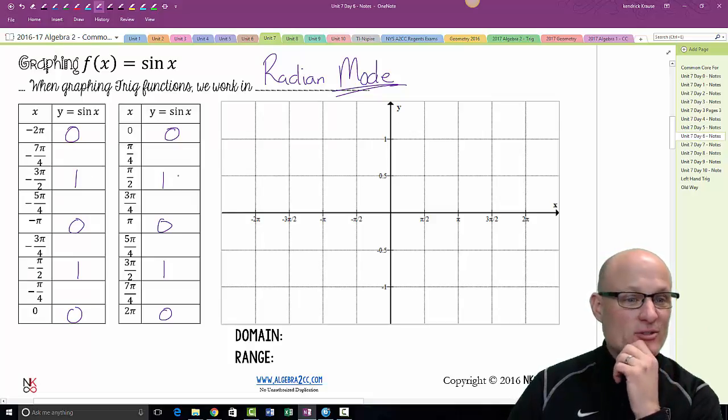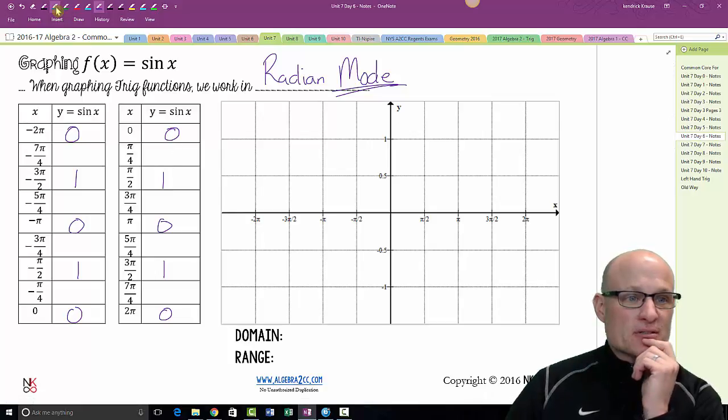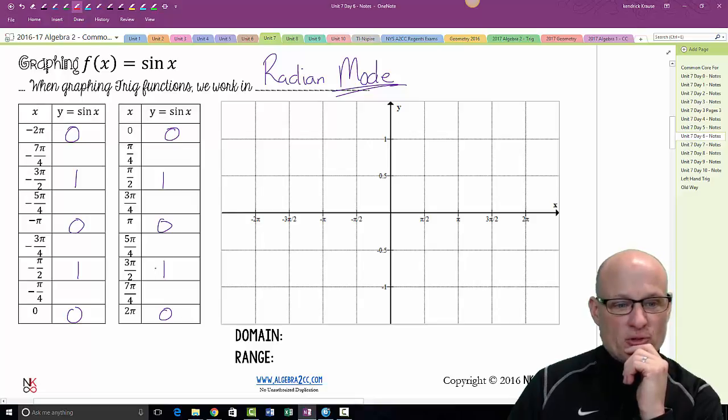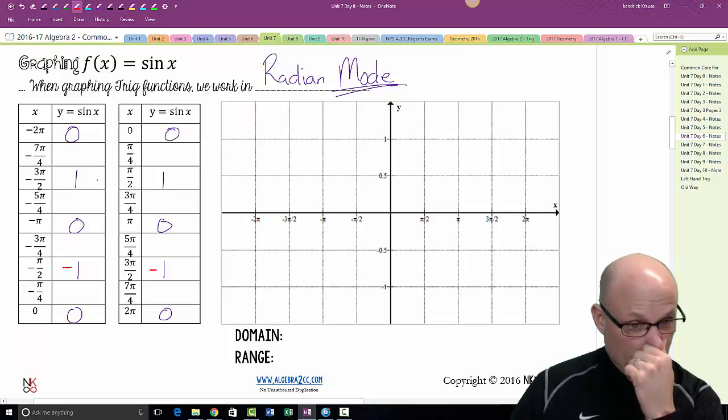that are positive. This will be positive. 3 pi over 2 is 270. That's going to be negative. Negative pi over 2 is negative, but negative 3 pi over 2 is positive. So all those are positive.